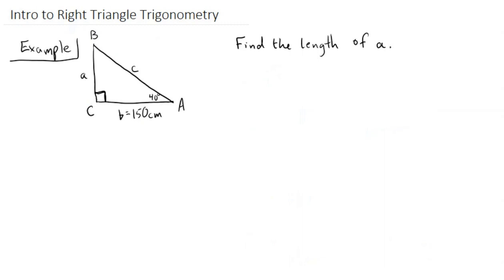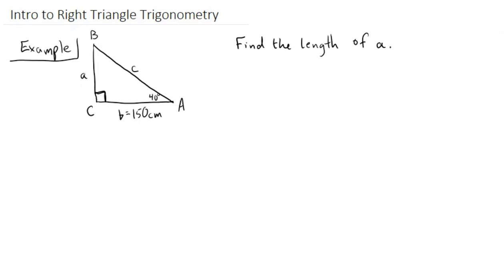Okay, so here we have a different triangle ABC. What we're given here is the length of one of the sides and the measurement of one of the angles, and we're asked to find the length of A. The first thing to note is they're not telling us what trig function to use. We've got to figure that out ourselves.